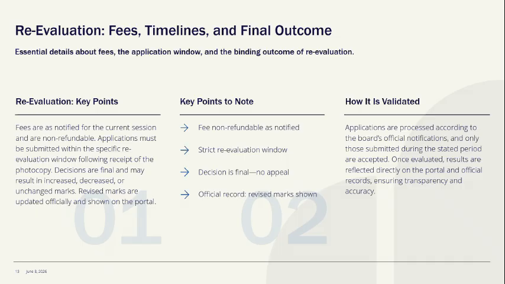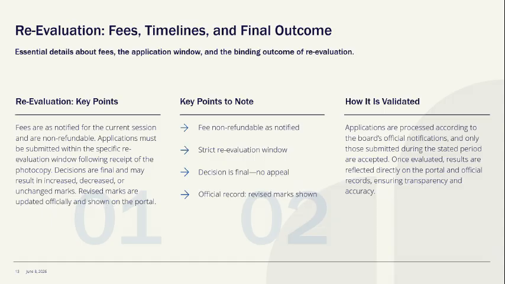Step 1. Log in. Access the CBSE portal during the re-evaluation period. Step 2. Select subject. Choose the subject you want re-evaluated. Step 3. Identify questions. Review your photocopy carefully. Select the exact question numbers you want remarked. Step 4. Submit application. Confirm all selections.